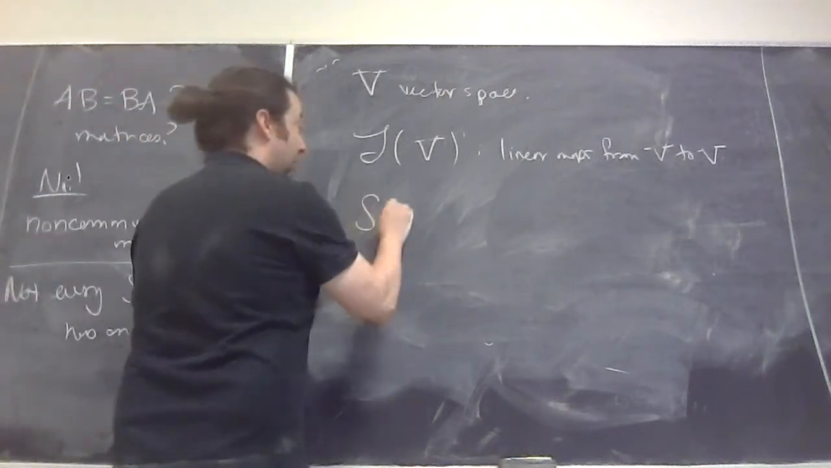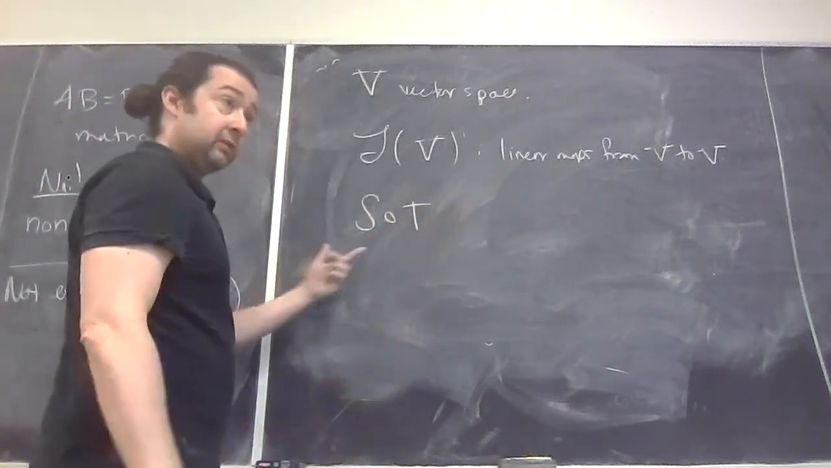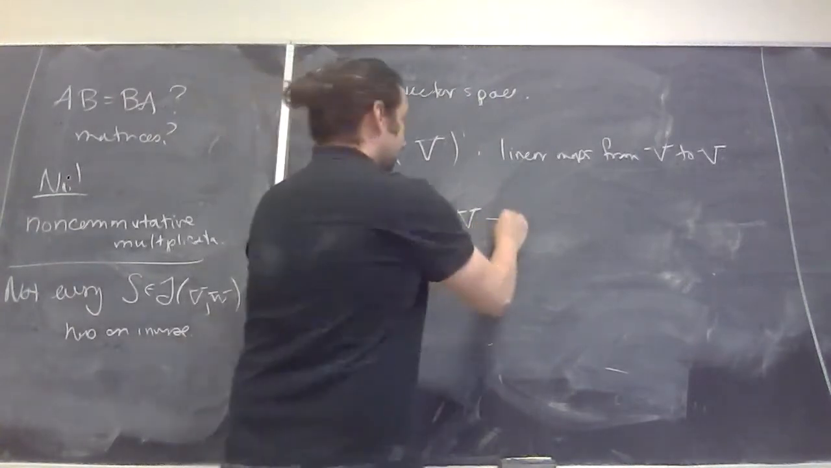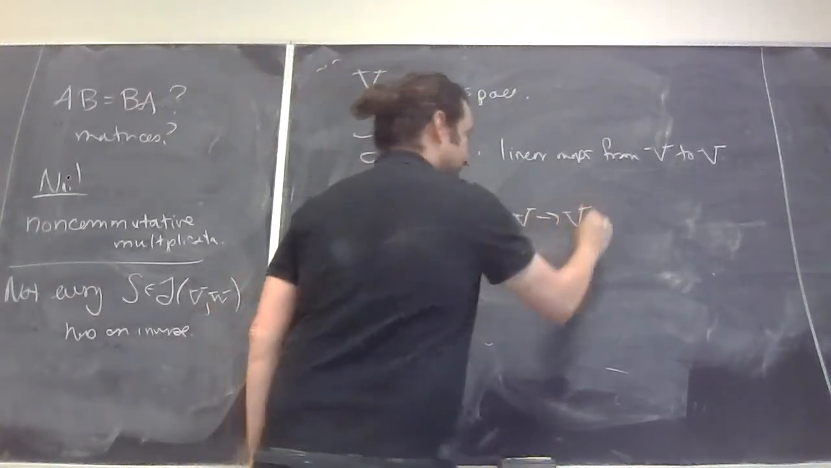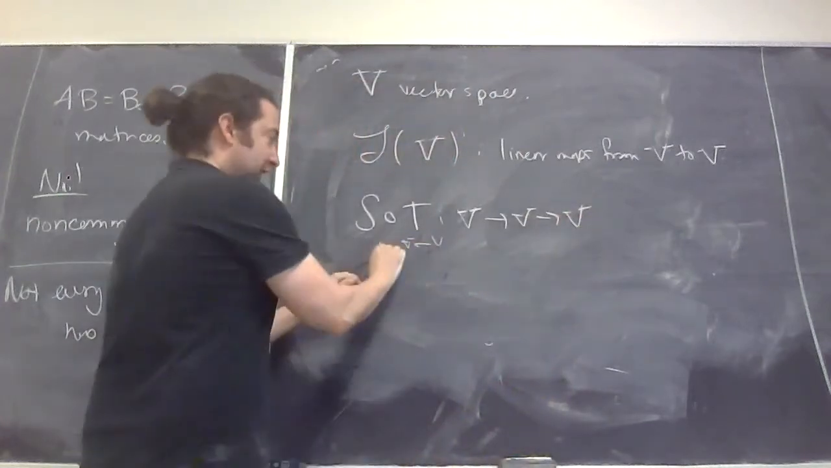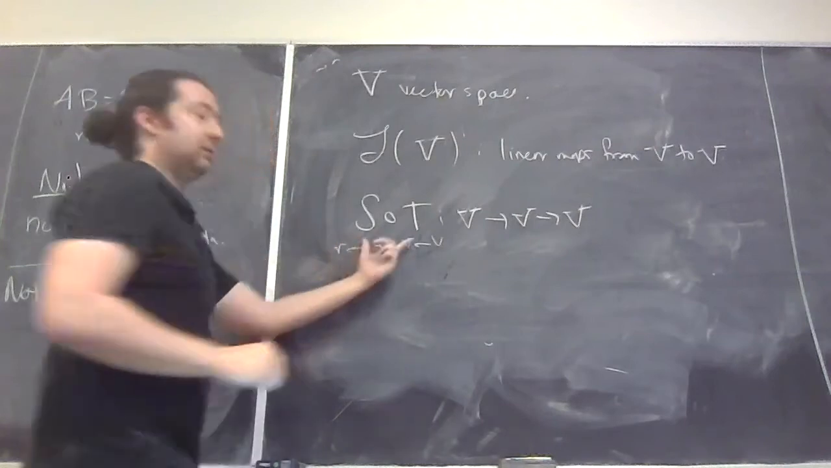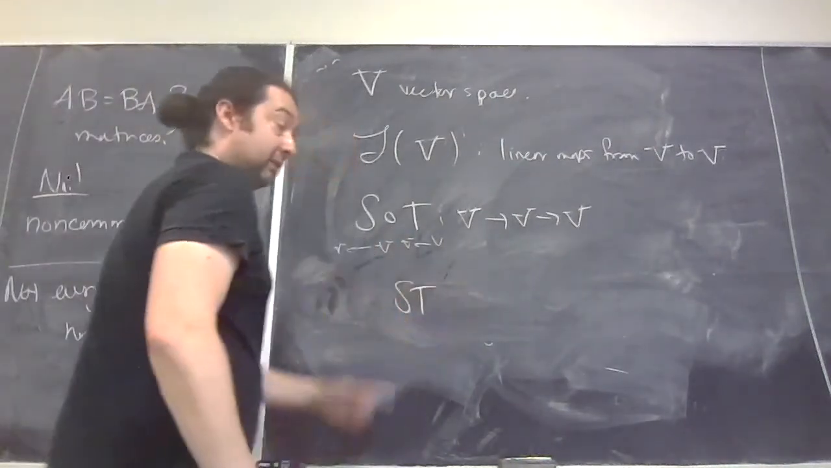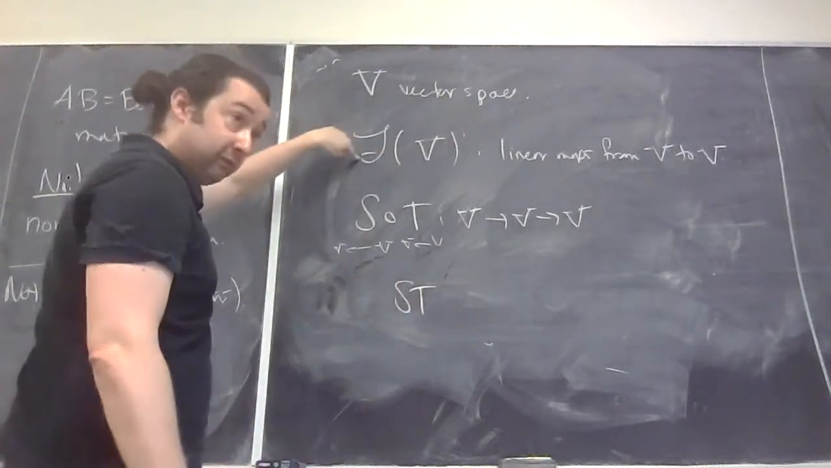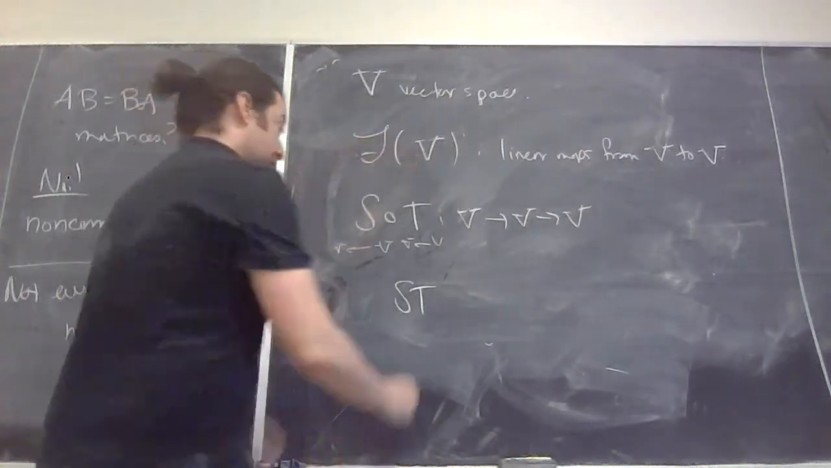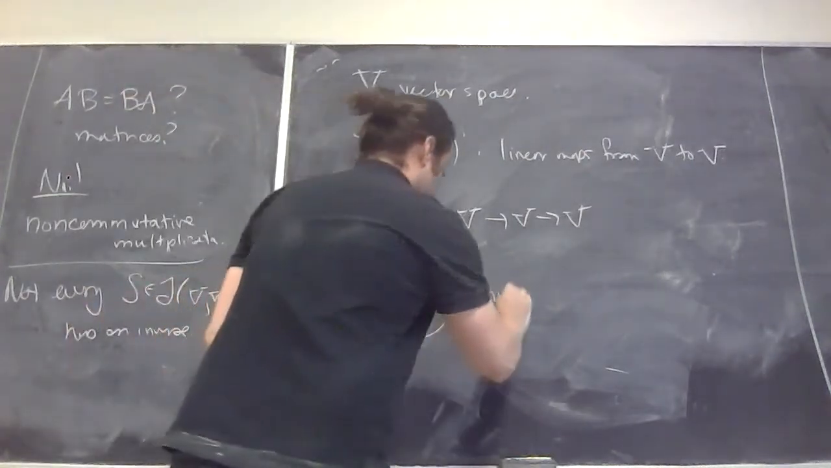So this will always make sense in that context, right? S composed with T, that's perfectly okay. That takes V to V to V. T goes from V and spits out a V vector, and then S eats a V vector and spits out another V vector. So that will always be fine. This multiplication makes sense as functions that eat the vectors in the vector space. Okay, so you can multiply the functions.